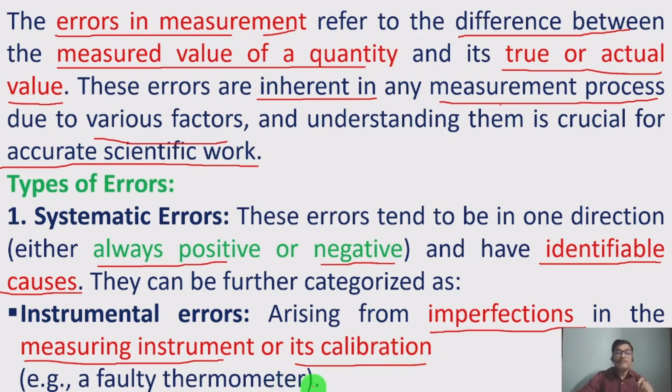Example, a faulty thermometer. The thermometer which is used for the measurement of temperature, if it has some fault in it, it may not give the actual temperature to be measured. And the temperature measured by that faulty thermometer is an instrumental error. Like that, all measuring instruments, if they have imperfections or issues during calibration, will give some errors. Those are the instrumental errors.